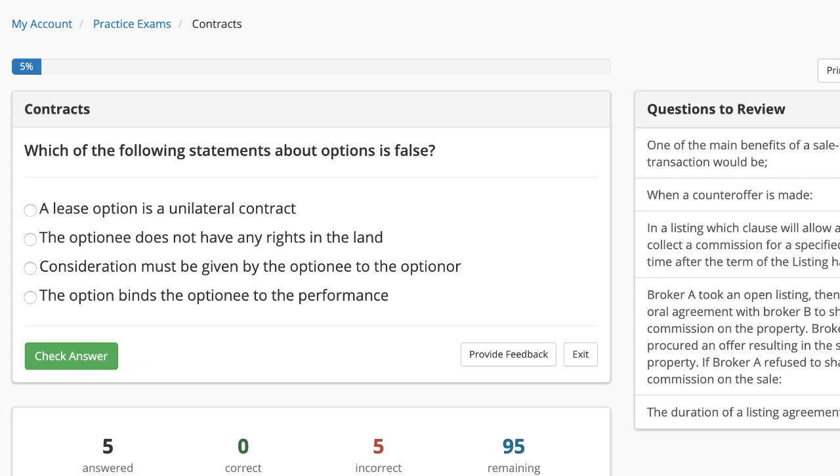Okay, which of the following statements about options is false? A, a lease option is a unilateral contract. B, the optionee does not have any rights in the land. C, consideration must be given by the optionee to the optionor. Or D, the option binds the optionee to the performance. And the question once again, which of the following statements about options is false?